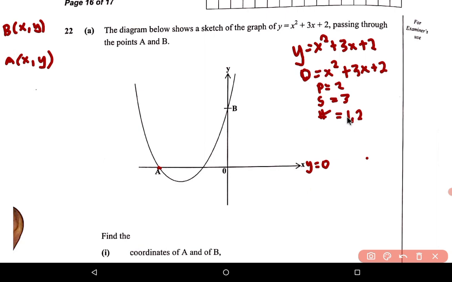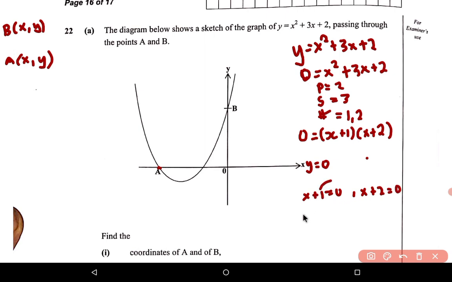So one factor is x plus 1, and the other factor is x plus 2. Remember, these have been equated to 0. I've factorized this using the factorization method of quadratic equations. At this point, you split them up: x plus 1 equals 0, or x plus 2 equals 0.